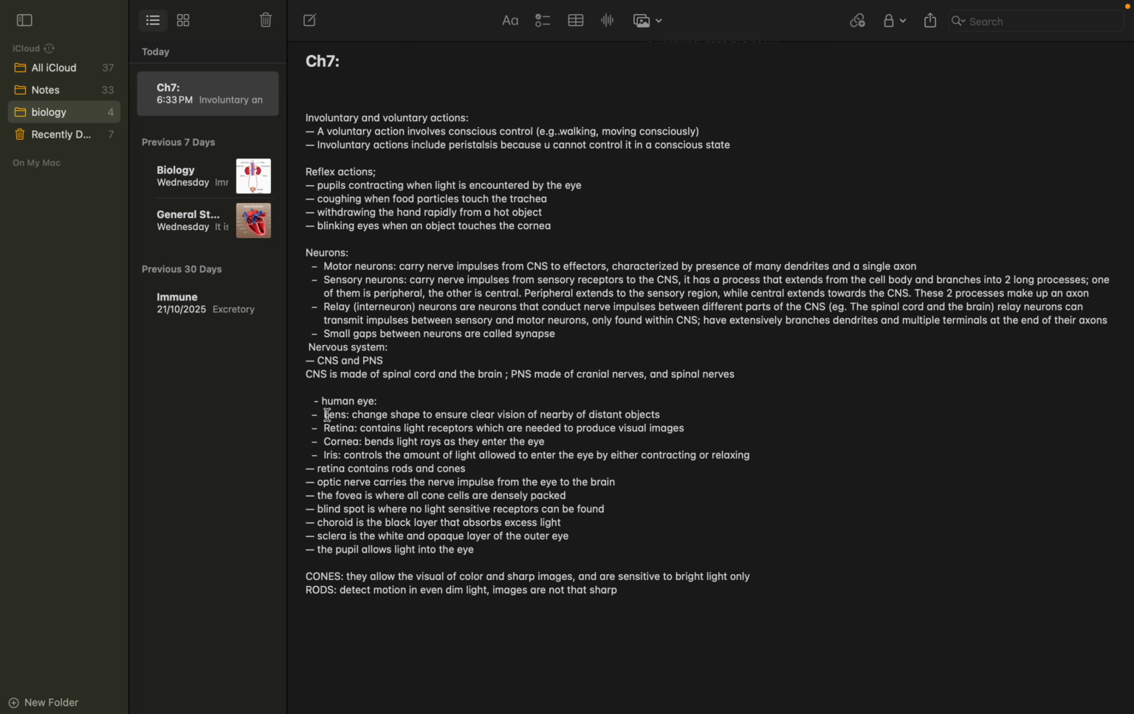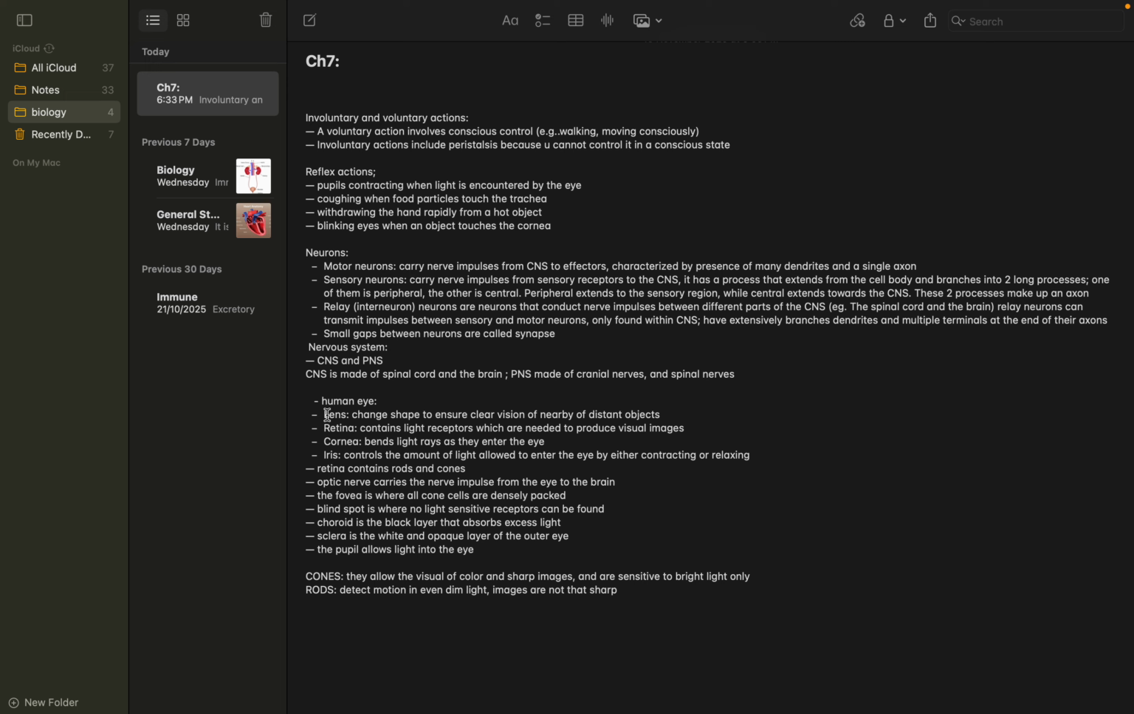A voluntary action involves conscious control, like walking or moving, but you consciously know that you're doing that. Involuntary actions include peristalsis because you cannot control it in a conscious state, or just reactions in your body. You cannot control your heart beating, you cannot control digestion in your stomach because that is involuntary. Then we have reflex actions.